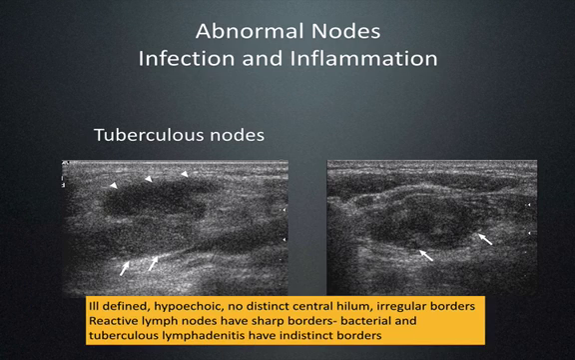Here are some examples of tuberculous lymph nodes. These lymph nodes are ill-defined, they're hypoechoic, they have no distinct central hilum, they have irregular borders, and unlike normal lymph nodes or reactive lymph nodes, which have sharp borders, these don't have distinct sharp borders.